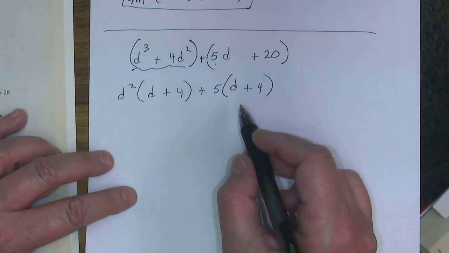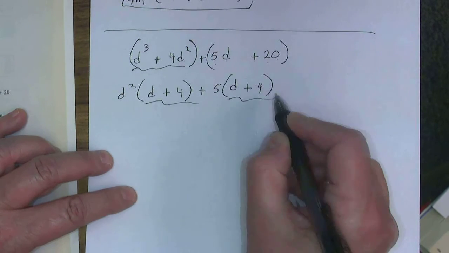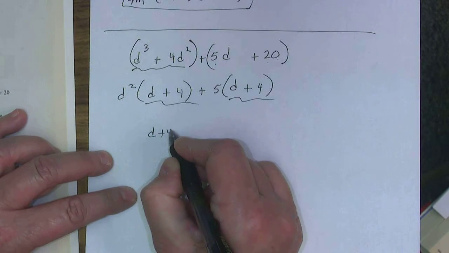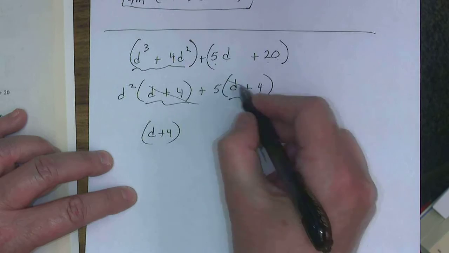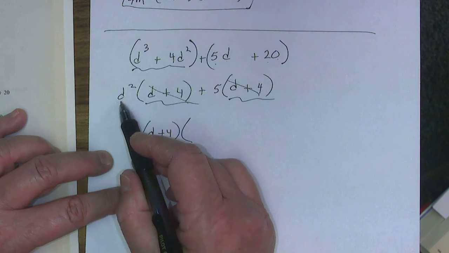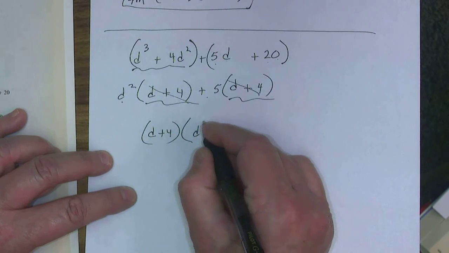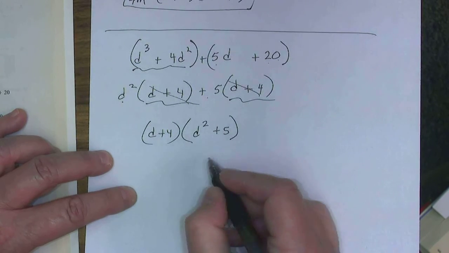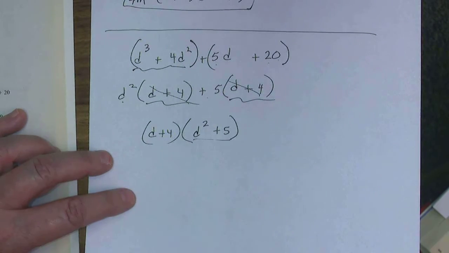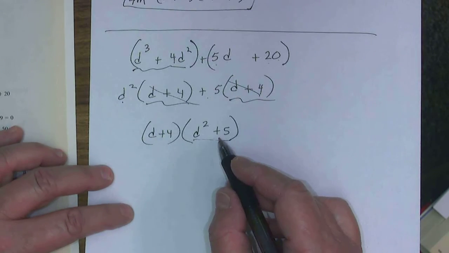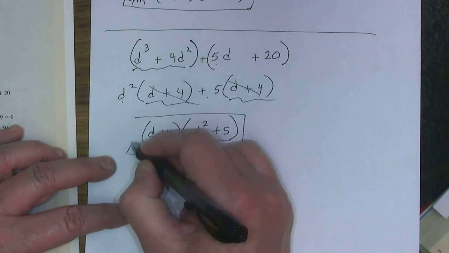Now you notice the common factor, the binomial of d plus 4. When you take that out, you're left with d squared plus 5. That is not anything that can be factored. First of all, 5 is not a square and it's not the difference. So that is your final answer.